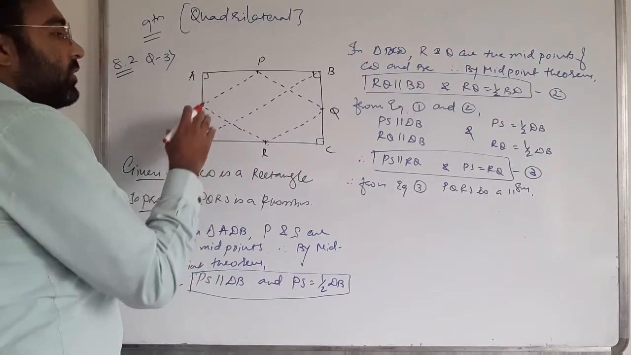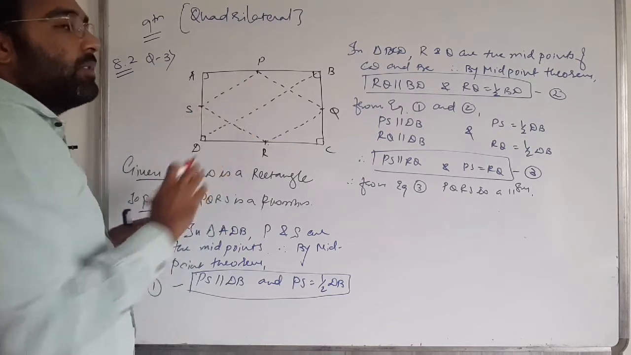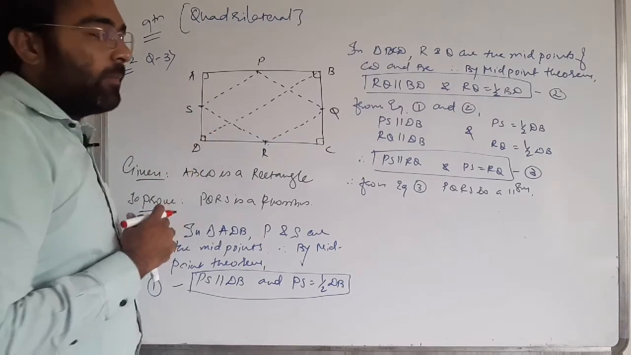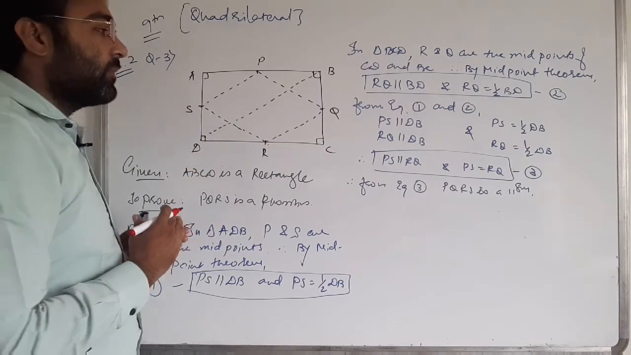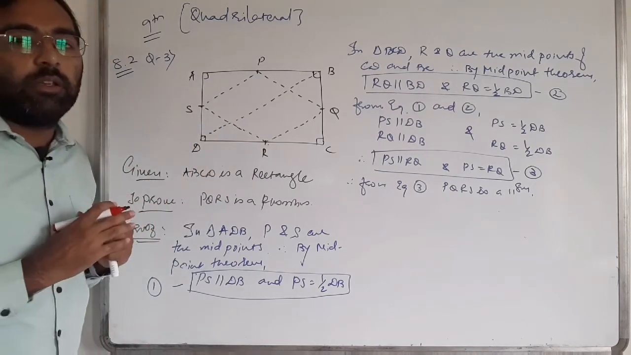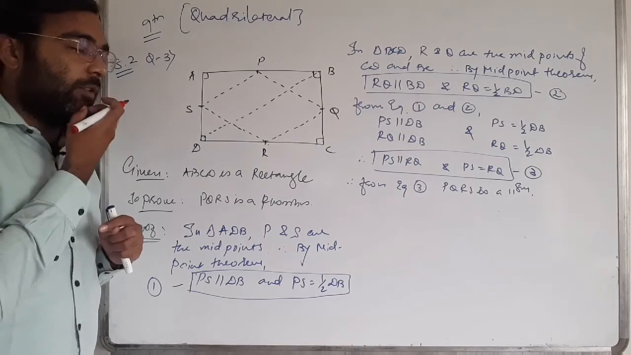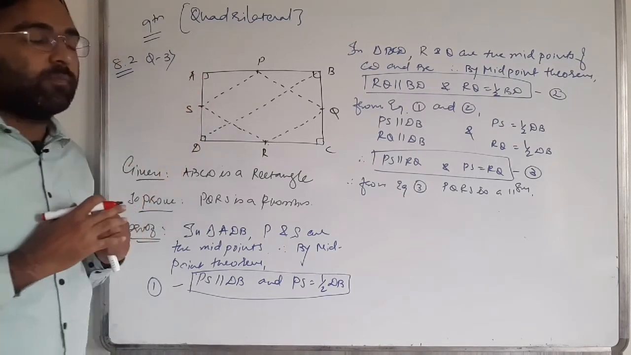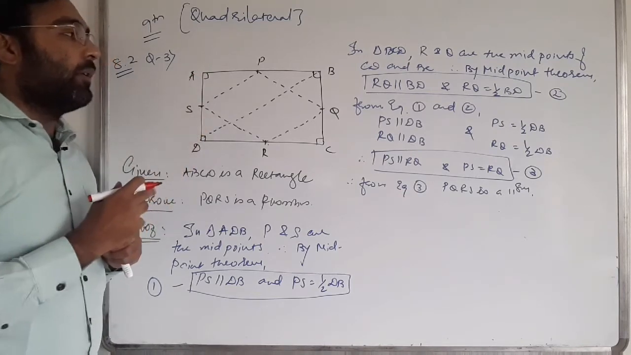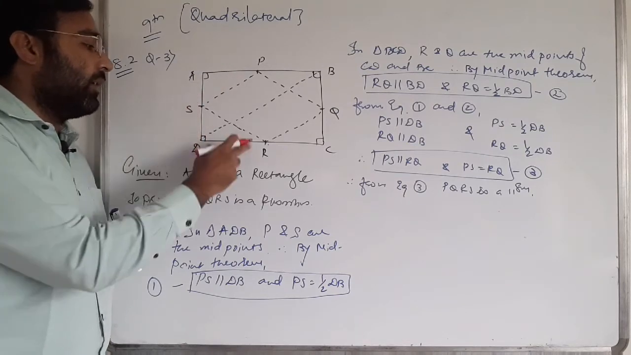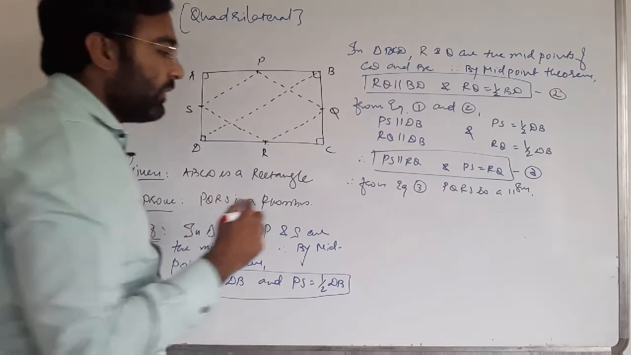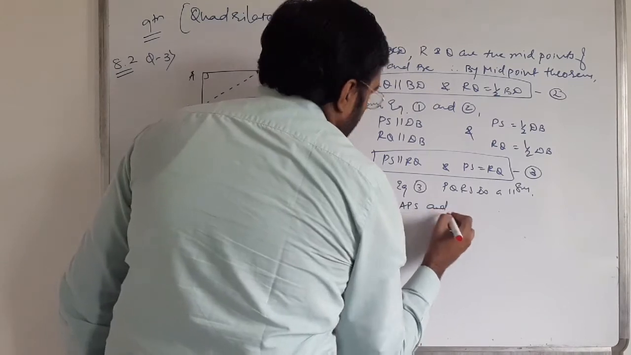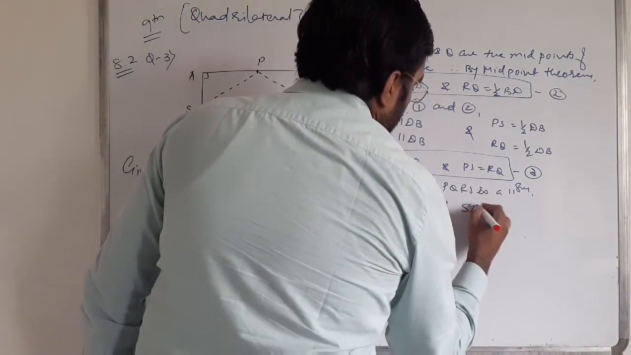Now, since PQRS is a parallelogram, its opposite sides are equal and parallel. Now I just have to prove that the adjacent sides are also equal, so that it is a rhombus, because in a rhombus all the sides are equal. So we have to prove just two adjacent sides equal. For the two adjacent sides, I take triangle APS and triangle SDR.